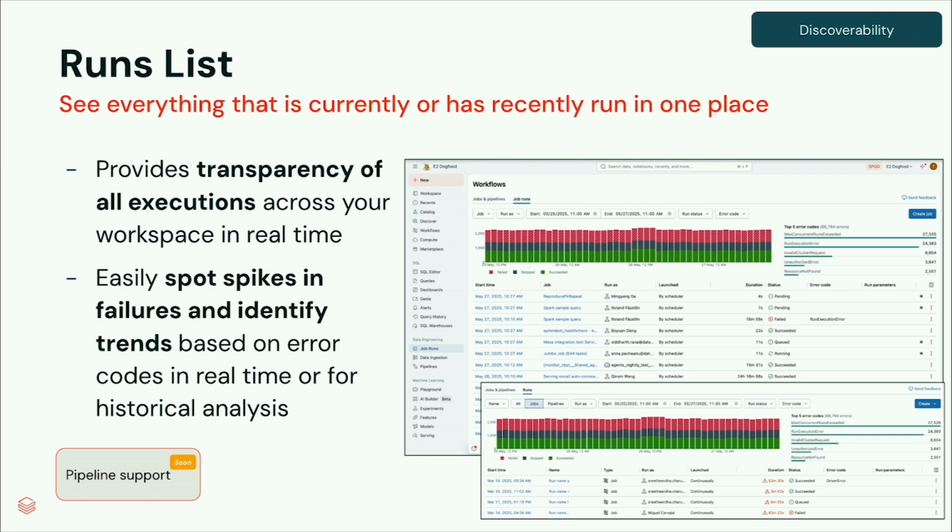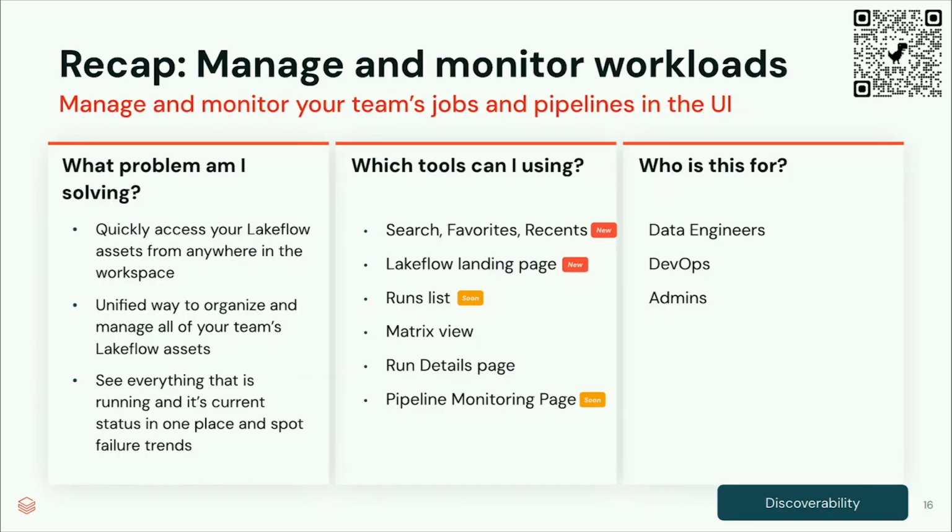However, if you need to look into more history and trends, we also have system tables, which we'll cover later today, which will give you history for up to a year. All right, so to quickly recap what we've talked about regarding discoverability: you can quickly access your Lakeflow assets from search, recents, and favorites. We have a unified way to organize and access them using the Lakeflow landing page or jobs and pipelines list. And finally, you can see everything that's currently running and identify potential systematic issues using the runs list.